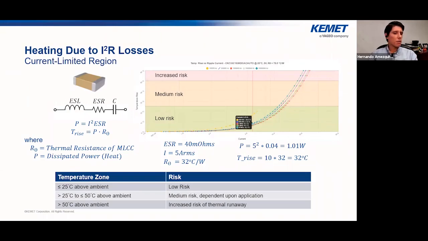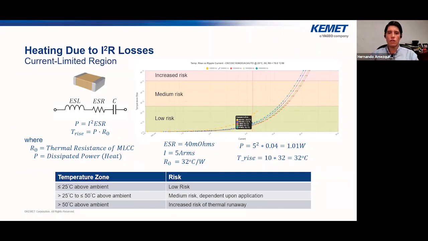So what does all this mean? Well, if we look at the simple resistance, inductance, capacitance circuit model, the power being dissipated in the ESR, or in the resistor, can be calculated based on the I²R losses, as you can see in the formula below the circuit. And that calculated power being dissipated can be multiplied by the thermal resistance of the MLCC, expressed there as R theta.